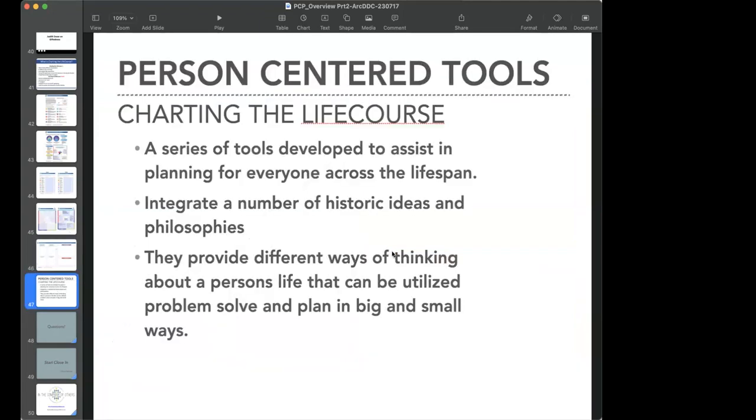So when we're thinking about charting the life course, right, we recognize it was a series of tools to develop and assist in the planning for people across a lifespan, that it wasn't disability specific, although that's kind of the birth of it.